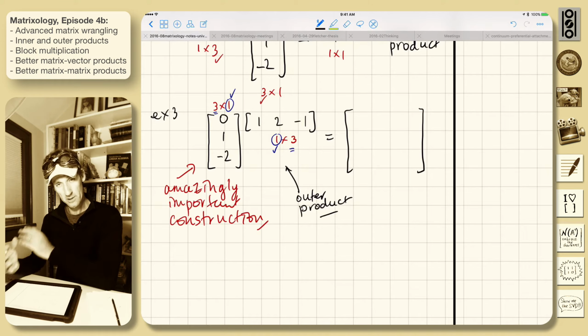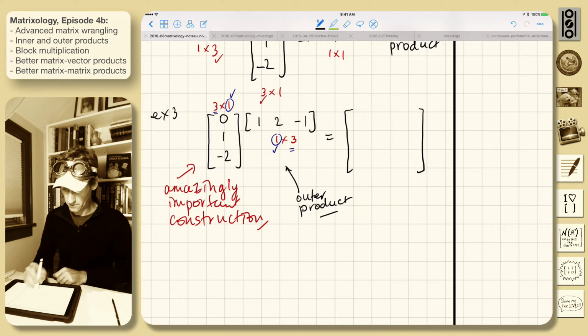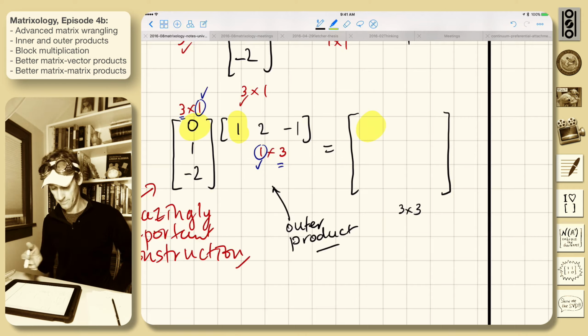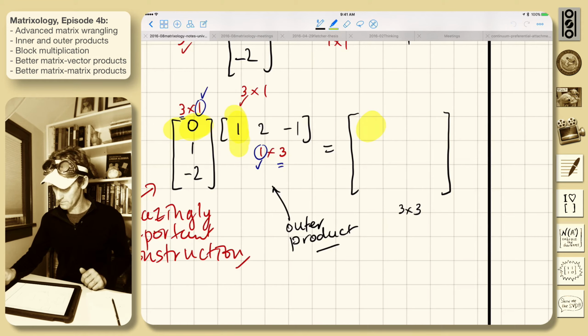So it's still made up of all these little inner products, which is kind of a weird thing. What's the first entry here? This is a 3 by 3. The first entry is the first row dot product with the first column. Well, it's just two numbers multiplying each other. This is a row, this is a column, 0 times 1. So that's all well defined. 0 times 1 is 0.